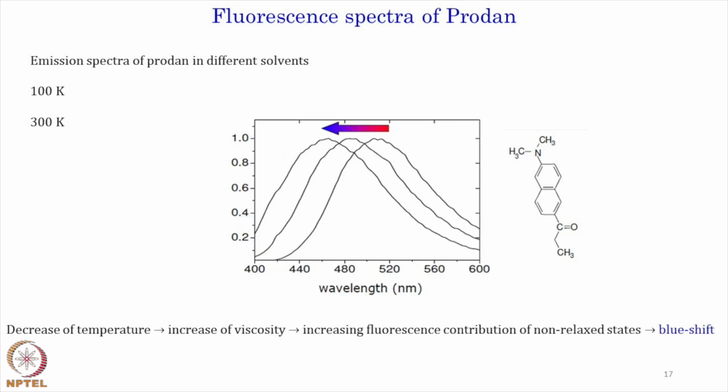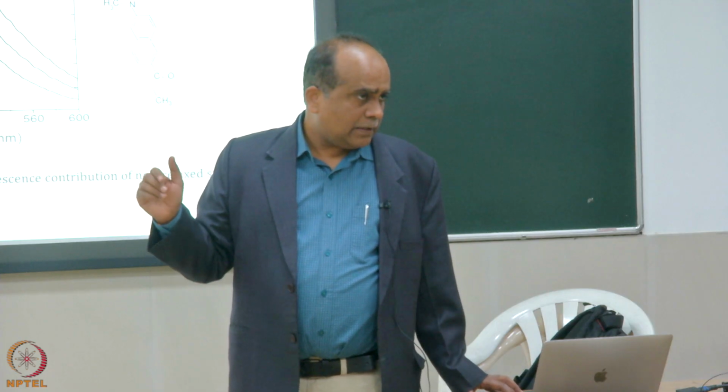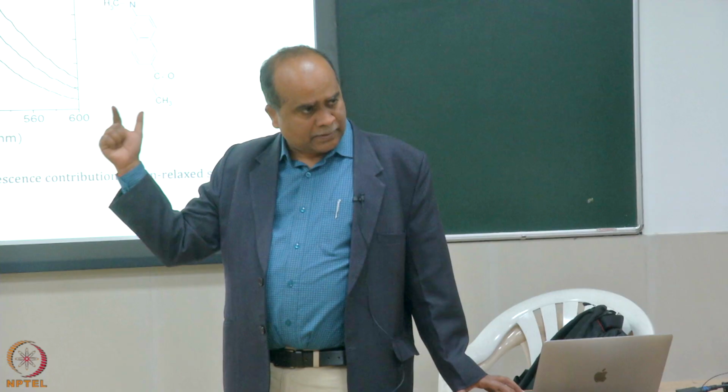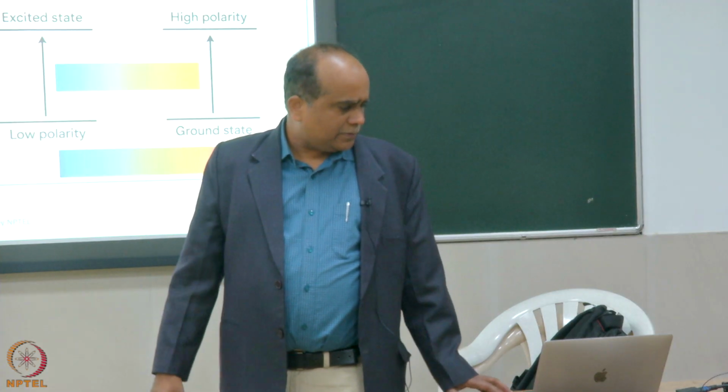Another effect that we discussed already is temperature. Here is a fluorophore at 100 K and 300 K, the same prodan in a different solvent, and your emission spectra changes depending upon the temperature, right. So, temperature, solvent and all those change it. A decrease in temperature means an increase in viscosity and an increase in fluorescence contribution from the non-relaxed state, therefore, you have a blue shift, right. So, polarity, red shift; temperature, blue shift. These are some of the effects.